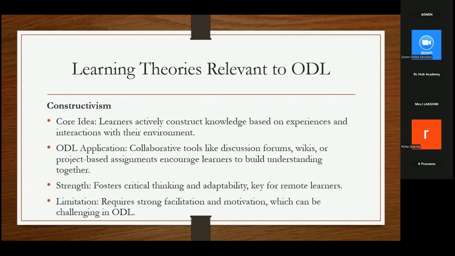If there is no interaction and you are learning by yourself, then it is called ODL, open and distance learning, with the help of self-learning materials. So this is called constructivism.